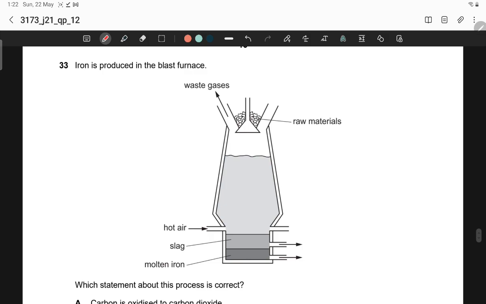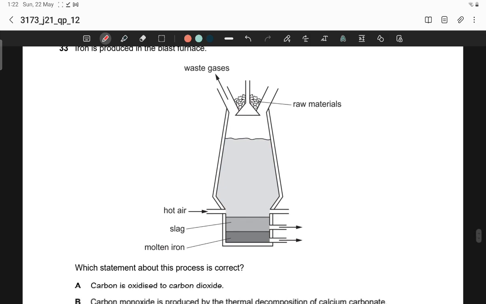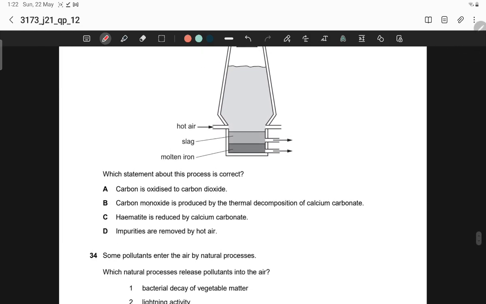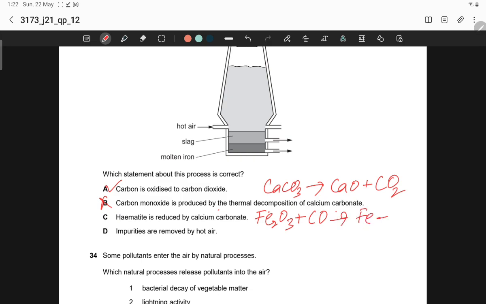Iron is produced in the blast furnace. Waste gases. Which statement about this process is correct? Carbon is oxidized to carbon dioxide. Yes, carbon is oxidized. This must be correct. Let's check others. Carbon monoxide is produced by the thermal decomposition of calcium carbonate. No, thermal decomposition produces calcium oxide and carbon dioxide, so this is incorrect. Hematite is reduced by calcium. No, hematite is reduced by carbon monoxide, giving Fe plus CO2.